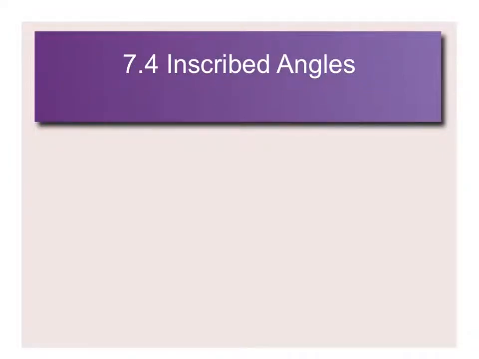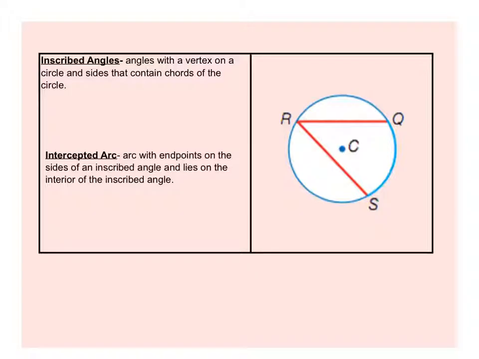Okay, ladies and gentlemen of geometry, 7.4 talks about an inscribed angle. Inscribed angles are a little bit different than central angles, so let's talk about what those are. An inscribed angle is an angle in a circle where the vertex is on the circle, and the sides contain chords of the circle. So basically, it's an angle that is entirely encompassed in a circle.